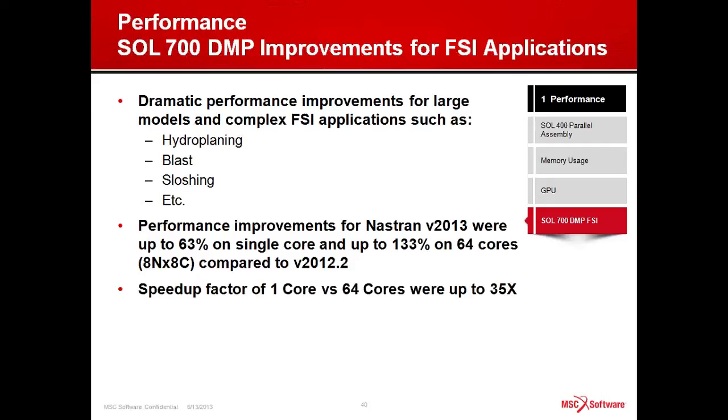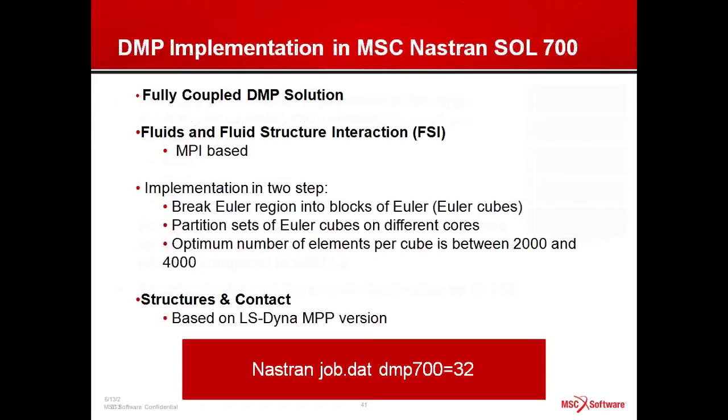Finally, in terms of performance, I want to talk quickly about SOL 700. SOL 700 is, of course, our explicit solution. The focus really has been on the Eulerian aspect, the fluid aspect of doing fluid-solid interaction. The Lagrangian aspect of SOL 700 has parallelized very well for a long time. So we have done some more work in terms of tuning the MPI or the I/O operations that go between different chunks of the fluid or different domains of the fluid.